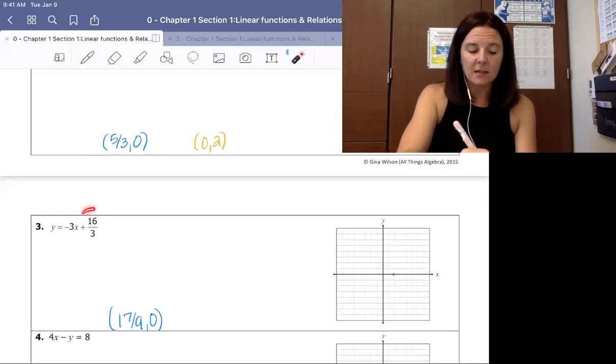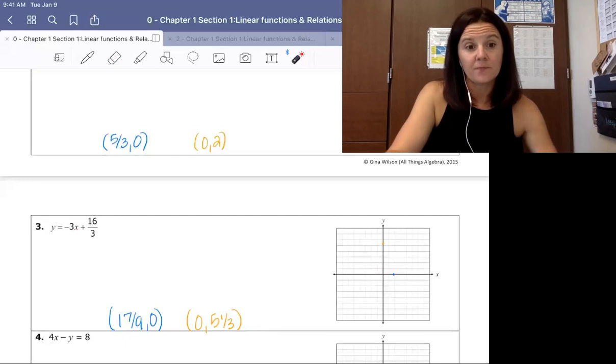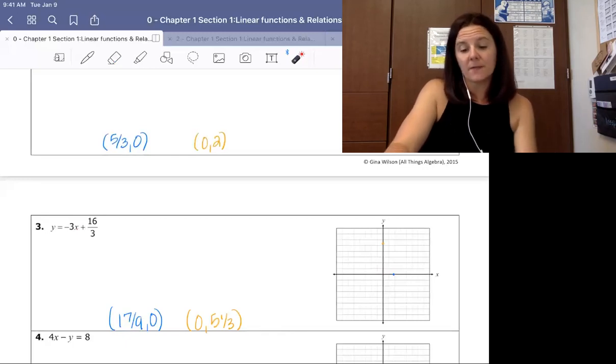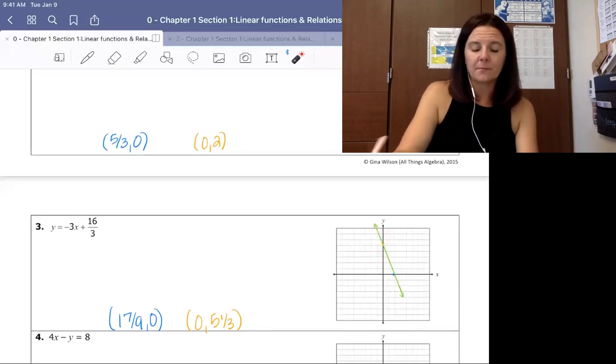And again, that's my y-intercept. So my y-intercept is 16/3. What is that? That is 5 1/3. So y-intercept of 5 1/3 is up here, and then graph that line by connecting the dots.